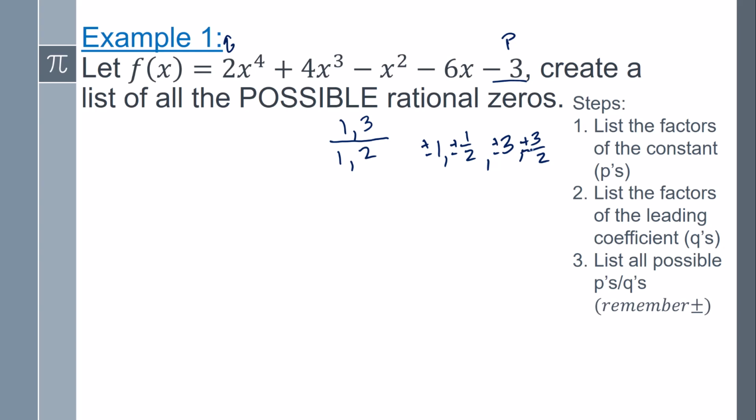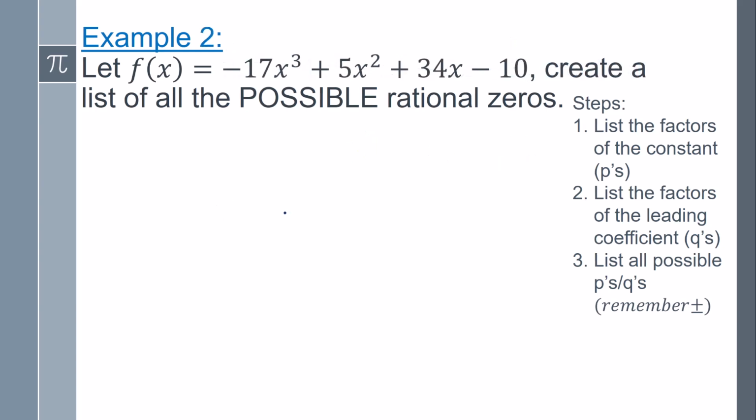And then I could test it. I can say, is 1 a zero? And I can go through and divide it. Is -1 a zero? And I can go through and divide it. Is 1/2 a zero? And I can go through and divide it, etc., etc. Let's look at the next one.